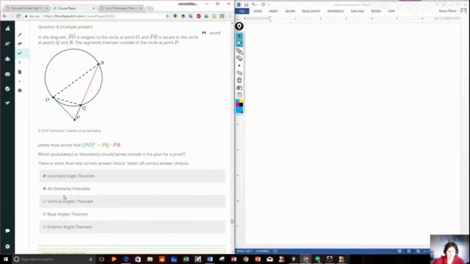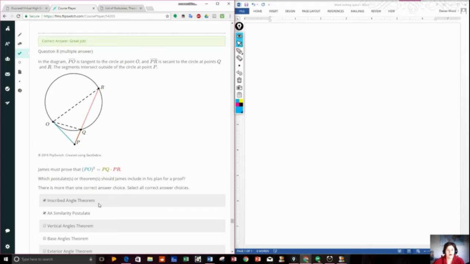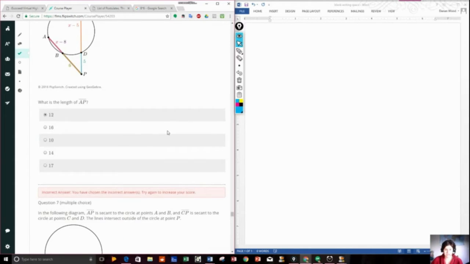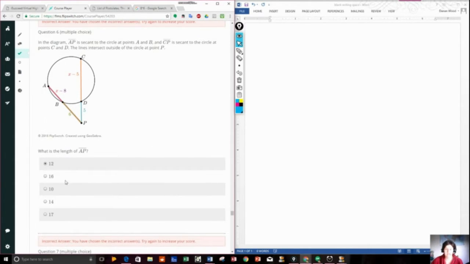Great job. So it wasn't the exterior angle. I was just remembering too many. So when it asks for which postulates, go back to the proof that they included in the class, in the lesson, and look through all of the reasons. And if you need to, write them all down and then compare them to the ones that are listed. I'm going to jump to question 6.